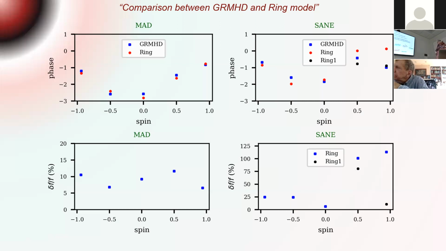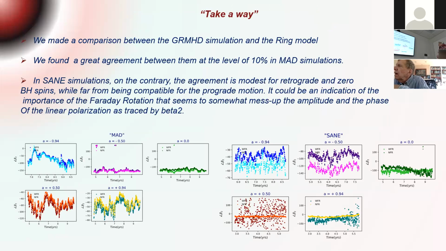That brings me to the end of this part of the talk, which has something to do with the impact of the Faraday rotation. As you see here for MAD, when you consider the phase of the beta 2 with and without the Faraday rotation across all the snapshots that are valid in this MAD simulation, they are remarkably close. So no wonder that the results of the ring model are that close to the ones from the GeoMSG simulation. On the contrary, when you consider the SANE simulation, especially for those that are prograde, you see that the result is just remarkably wrong.